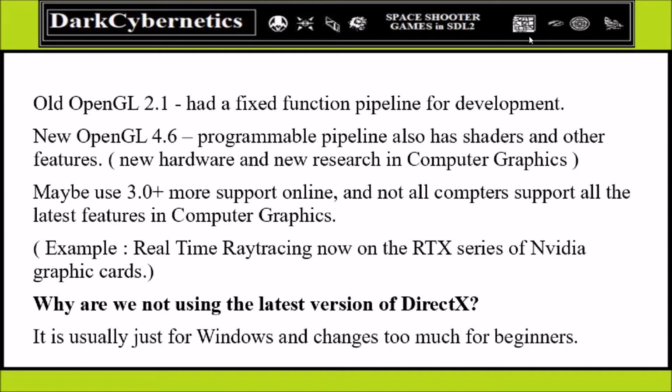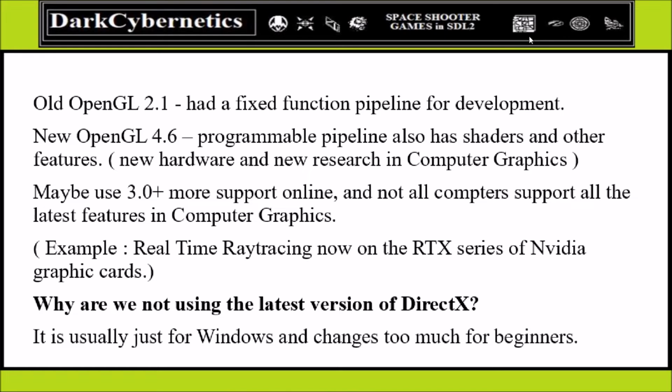Well, in the original legacy version of OpenGL, we had a fixed function pipeline, and since then we're on version 4.6 in this video. There's been support for a programmable pipeline. There is support for shaders. That's why we can do shadows and lighting. And with new hardware and new research in computer graphics, we can change these things, right?